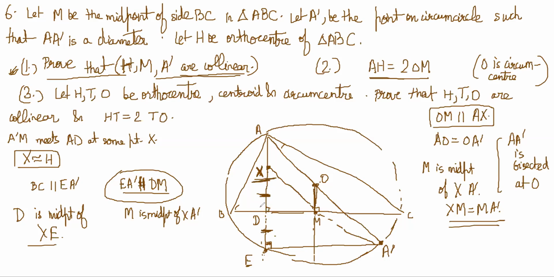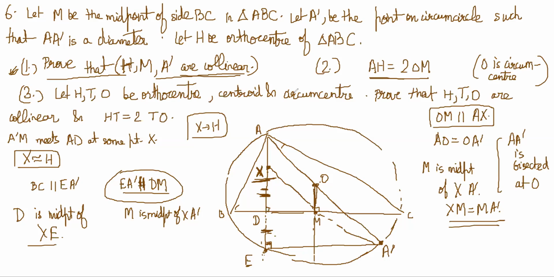Correct. So X must be the orthocenter because its reflection is lying on the circumcircle. We have proved that this distance is equal to this distance. So now we have X is the orthocenter. So we have proved that H, M, A' are collinear.